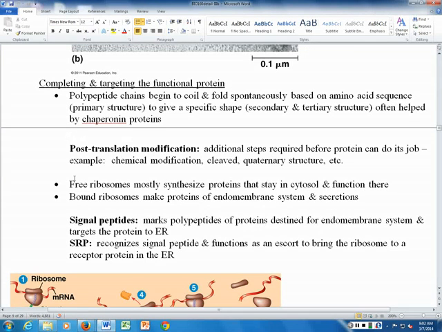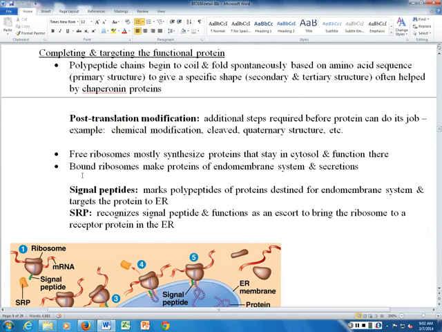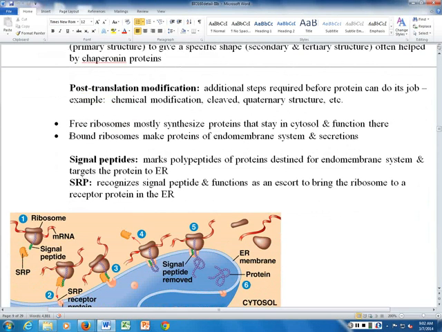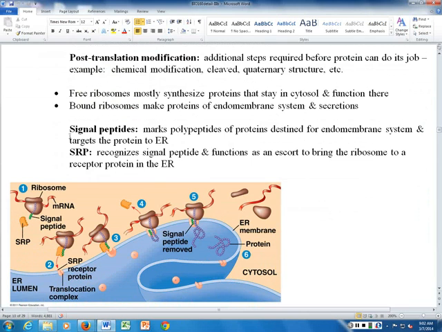So your post-translational modification, after you make the protein, there might be some other steps that it needs to do to be modified to do its job. Free ribosomes usually are going to synthesize proteins that are going to stay in the cytosol. Bound ribosomes will tend to make proteins that are going to go into the endomembrane system and end up as secretions.